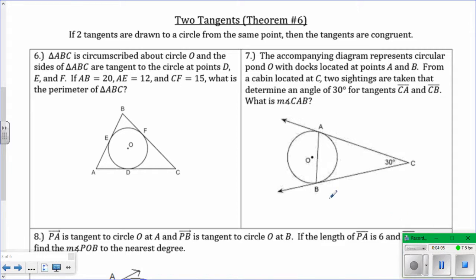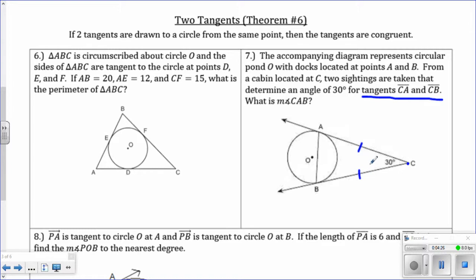Let's talk about one more theorem here. Theorem 6 says if 2 tangents are drawn to a circle from the same point, then the tangents are congruent. I'm actually going to show you number 7 first. So it tells you that you have tangents CA and CB. You can see that they're drawn from the same point C. That means C to A is congruent to CB.